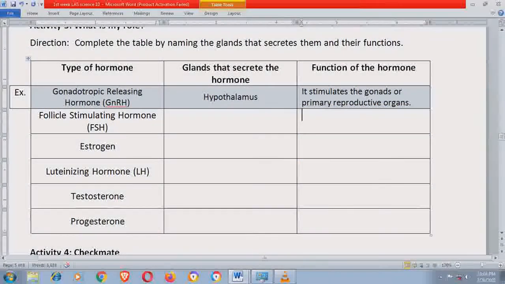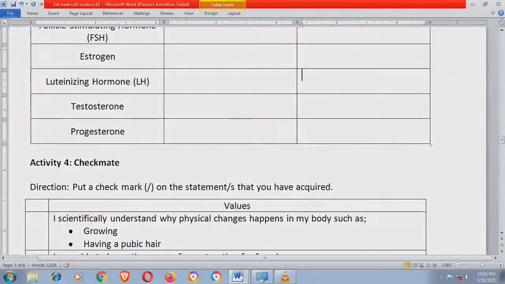Sir, paano to? Luteinizing hormone, meron sa lalaki at meron sa babae. Diba? So, pili ka lang ng isa. Okay na. Wala namang problema. Hindi naman na-specify kung lalaki o babae. So, pili ka lang ng isa doon.